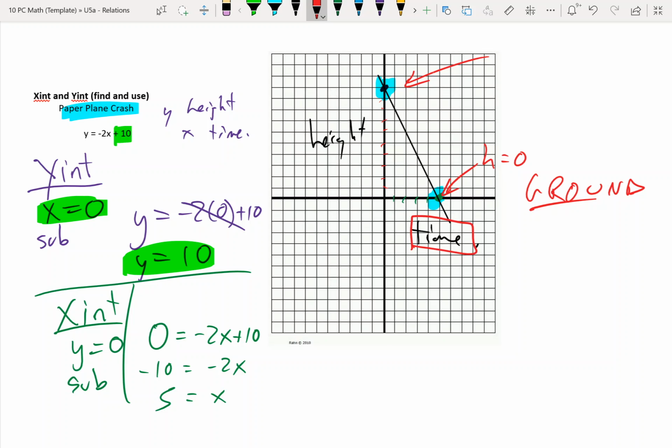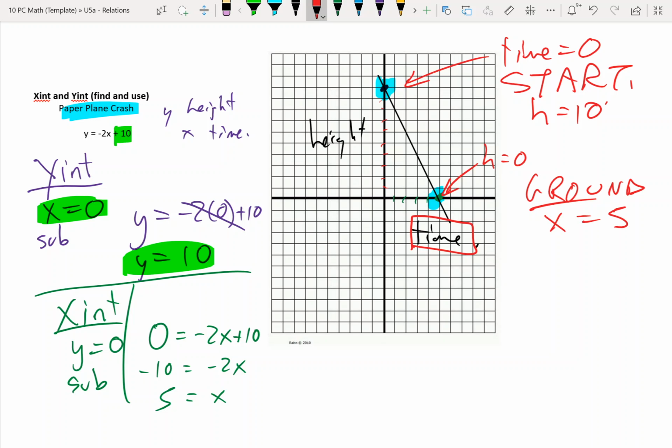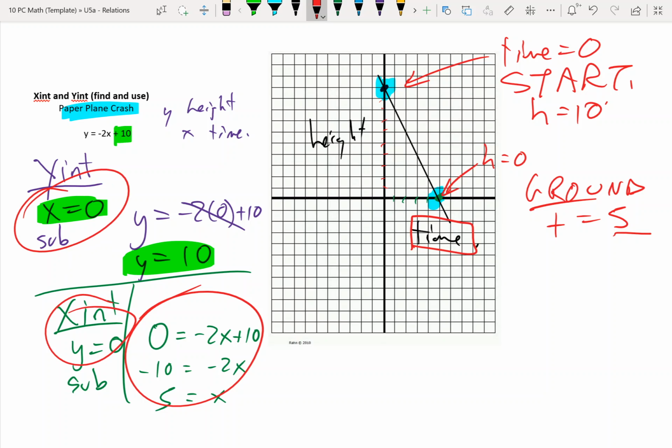In this situation, we have time. This is the height when time equals 0. Time equals 0 means the start, like the start of a race or right when I threw it or whatever's going on. Those 2 points are significant. So at the start, the height was 10. That means the paper plane was thrown from a height of 10 meters or whatever. The ground was at x equals 5, which is the time, so the plane hits the ground after 5 seconds. So using those 2 points, which are pretty easy to calculate, we're able to find really important values for these graphs.